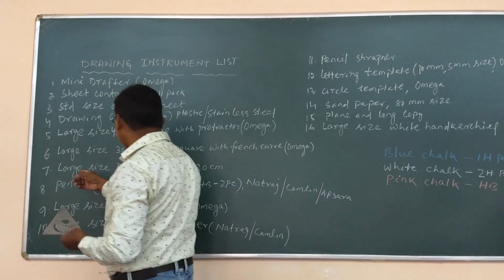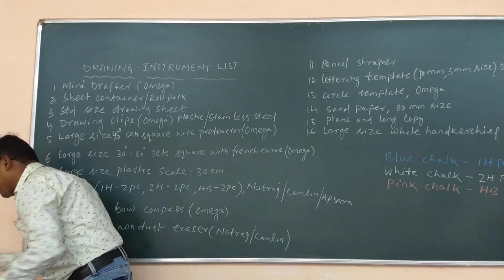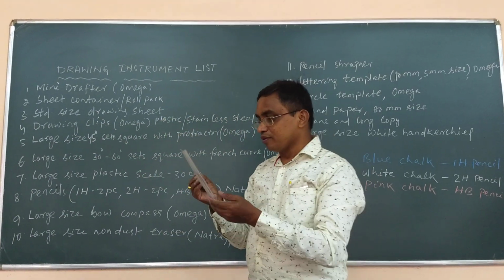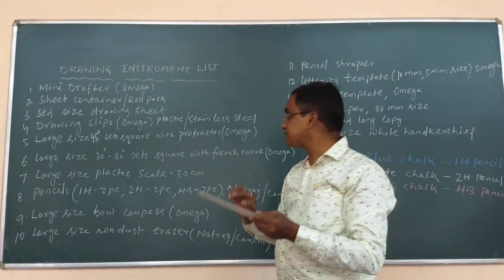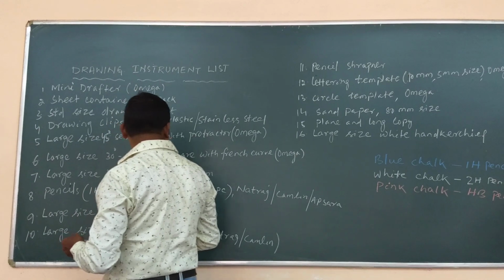Item number 7, large size plastic scale, that is 30 centimeter. Large size plastic scale. Why plastic scale? It is transparent.